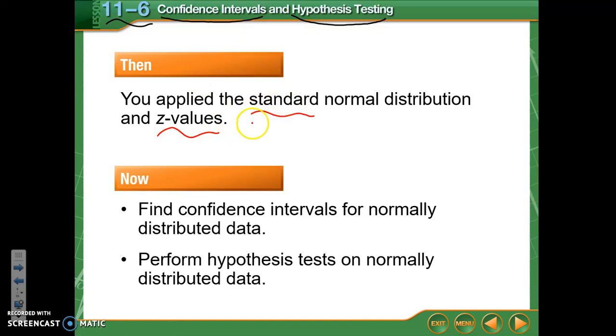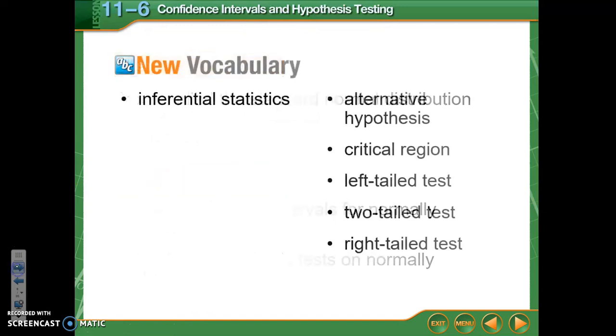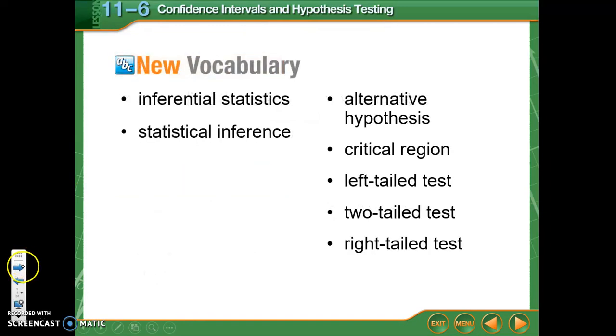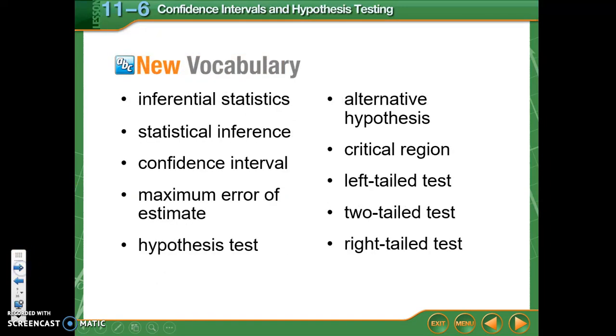Today we're going to take those ideas and we're going to apply them to finding confidence intervals for normally distributed data, and we're going to perform what we call hypothesis tests on normally distributed data. So there's a lot of new vocabulary in this section, so make sure that you're paying very close attention to these things. The vocabulary, the wording, understanding the concepts is going to be really important to understanding and being able to apply this section to statistics.